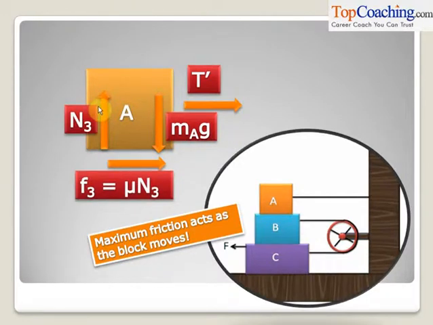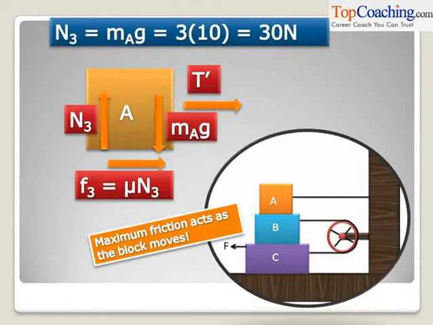Understood? Why does it act towards the right? You see, if there was no friction, then B would have moved to the right and A would have remained where it is. But friction wants to stop the relative motion between A and B. So it will try to move A also with the same velocity with which B is moving. Understood? So that there is no relative motion between A and B. So friction on block A acts towards the right and it will be equal to mu N3. We can write the equation N3 equal to MAG in the vertical direction because A is at rest. We can say that N3 is therefore 30 Newton.